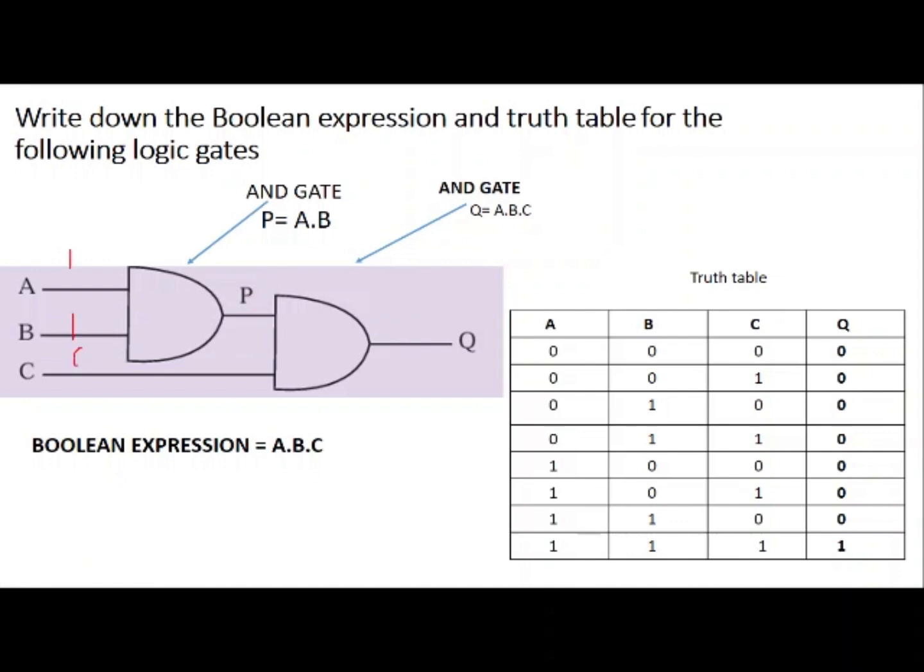Next 1, 1, 0. 1, 1 results in 1. 1 and 0. Here how 1 came is in this AND gate. The inputs are A and B and both inputs have 1, so the output would be 1. Here 1, 0. Now both the inputs do not have 1, so it would result in 0. 1, 1, 1. Here 1, 1 results in 1. A and B have 1, so 1, 1, 1 again results in 1. So this is the way to get the values for this truth table.